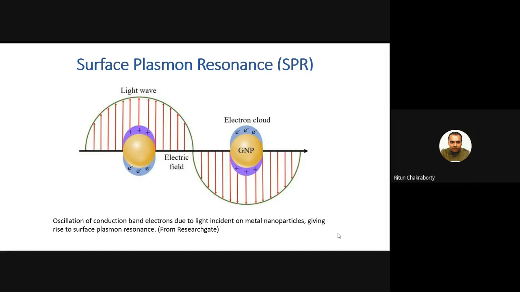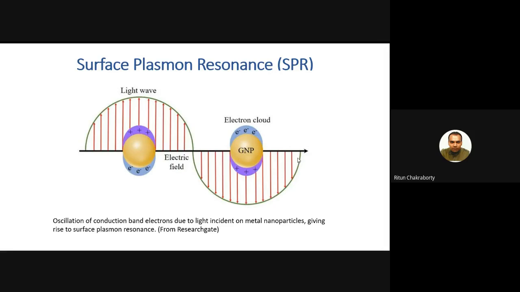We know that every oscillation has a frequency associated with it. You have learned in the waves and optics chapter. For a particle or a body to oscillate, there must be a frequency. Resonant means when the frequency of the incident light is equal to the frequency of oscillation of those particles. Here the particles are nothing but the charge carriers, which are the electrons, because metal nanoparticles have a lot of electrons in them.